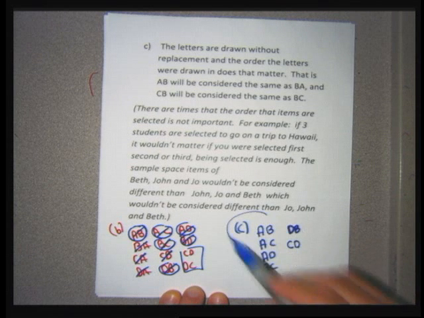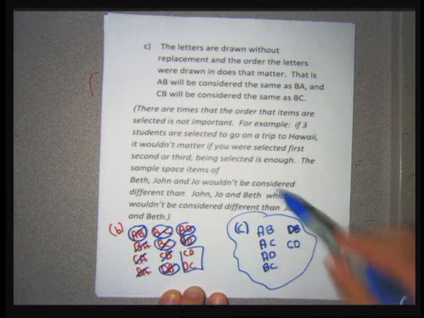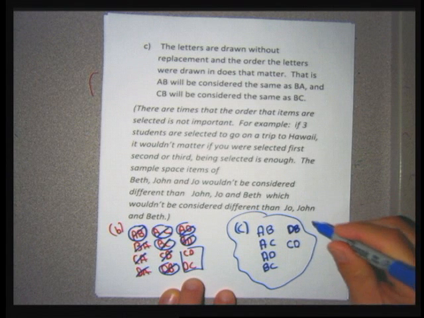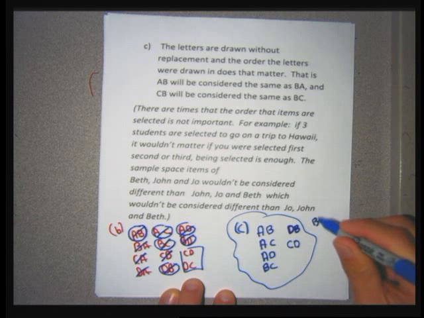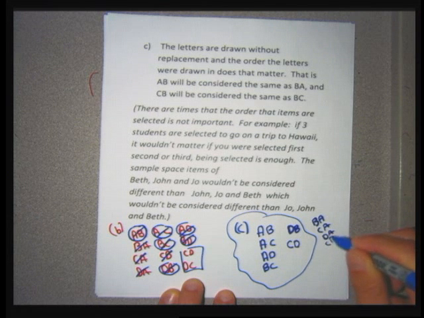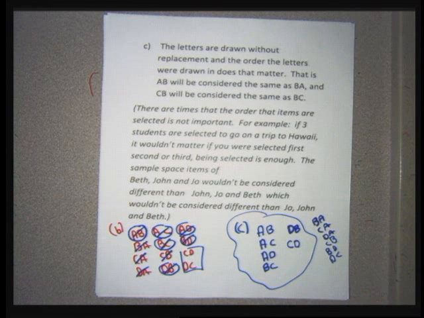So the sample space for part C has these 6 components in it, and you could have written them all differently. It would have been equally correct if I said the sample space is BA, CA, DA, CB, BD, DC, because the order that I'm writing the letters in doesn't matter, just the letter pairs make a difference.